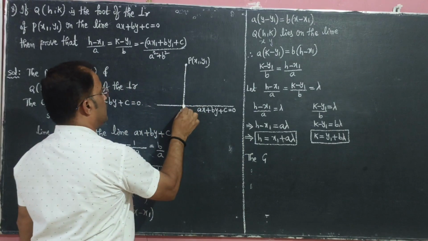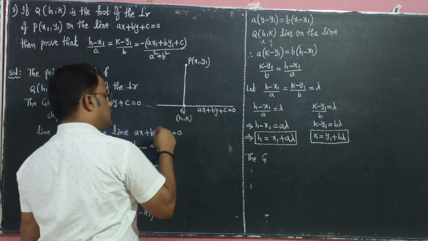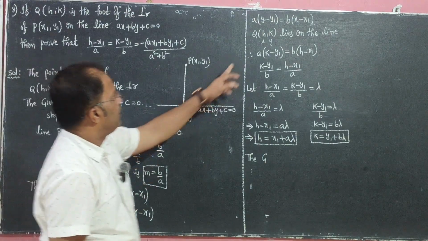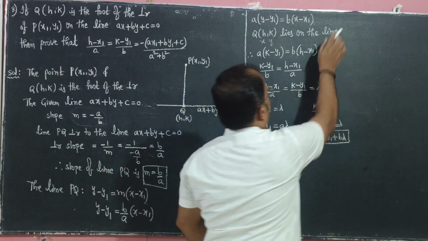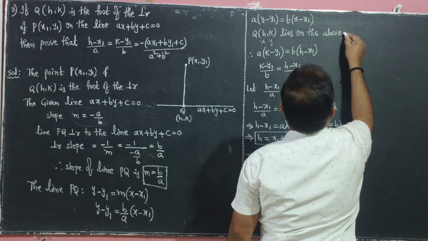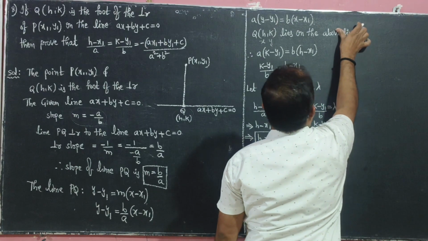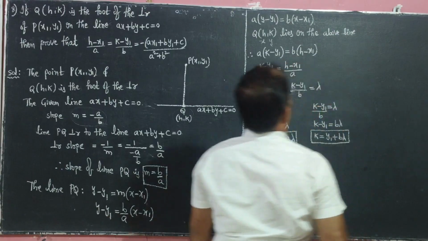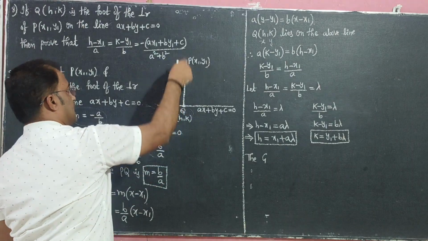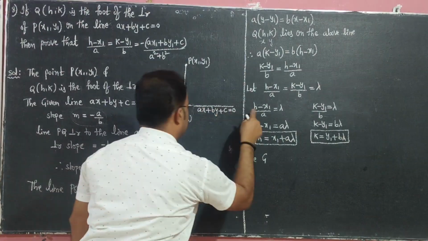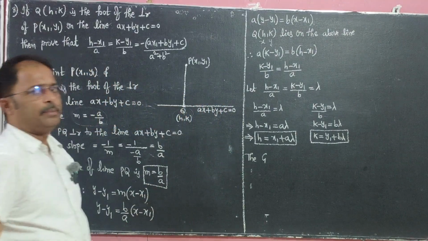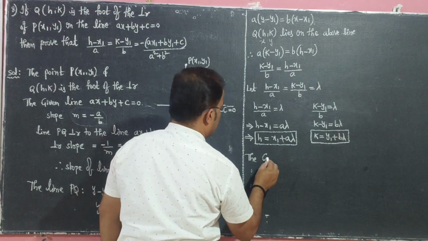So the point Q lies on PQ, and Q also lies on this line. Clear? The point Q (h, k) lies on the above line. Don't get confused, it is on the above line equation. Q is a point on the line PQ and Q is a point that lies on this line. That is, Q lies on the line PQ and also on the line ax plus by plus c.